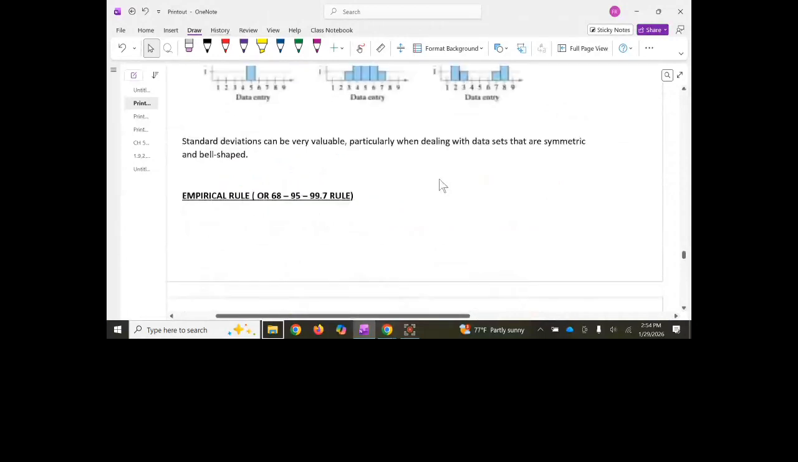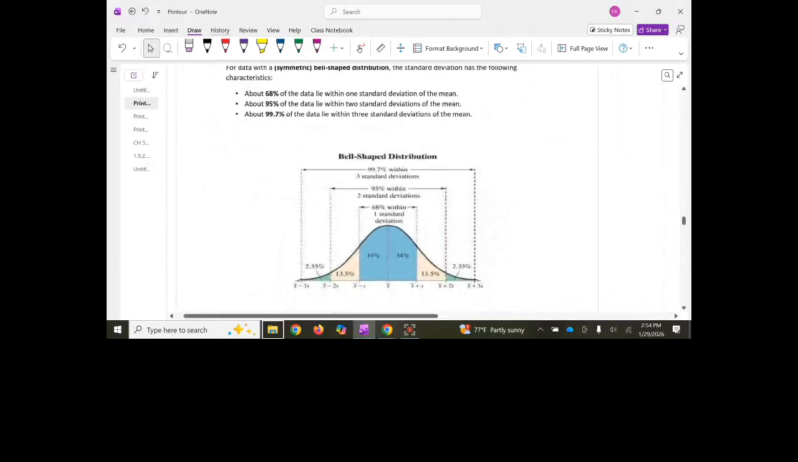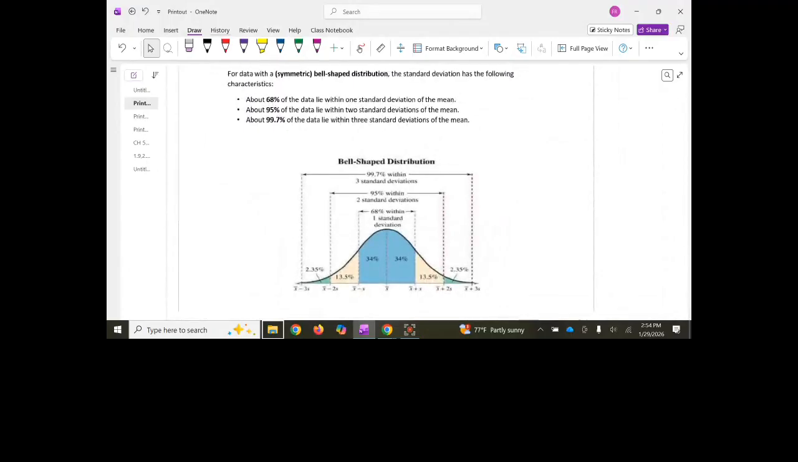So, y'all, we're going to do something here called the empirical rule. We call it the 68, 95, 99.7 rule. And so we're going to talk about something called a bell-shaped distribution. It says when we have a symmetric or bell-shaped distribution, the standard deviation has the following characteristics. About 68% lies within 1 standard deviation of the mean. About 95% of the data lies within 2 standard deviations of the mean, and about 99.7% of the data is going to lie within 3 standard deviations of the mean.